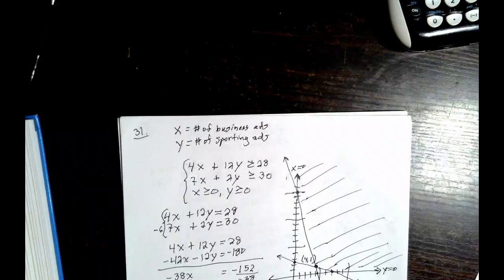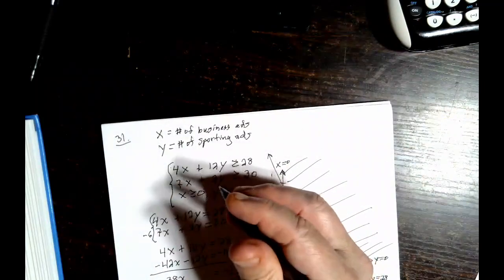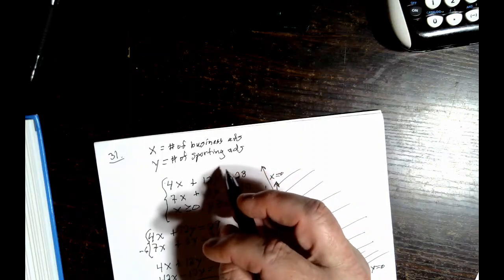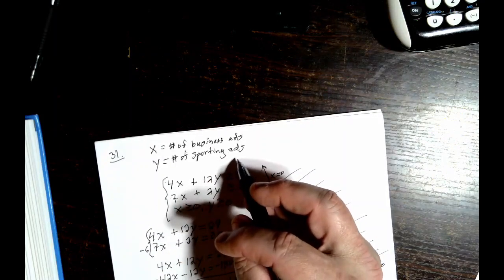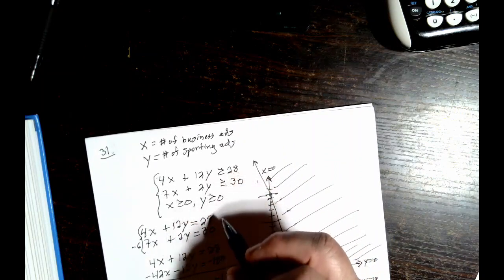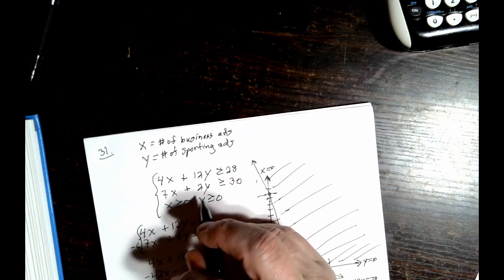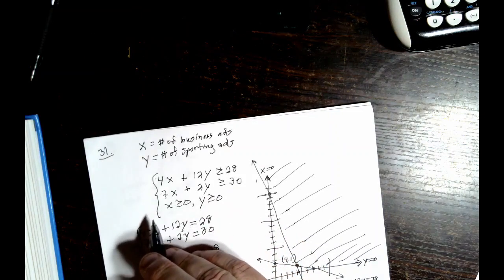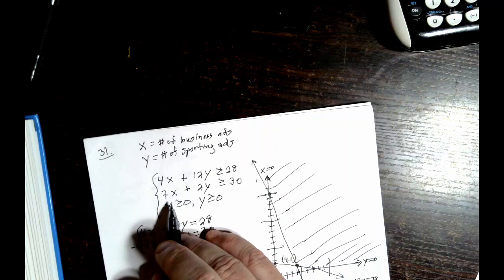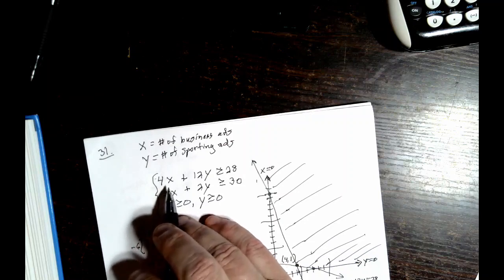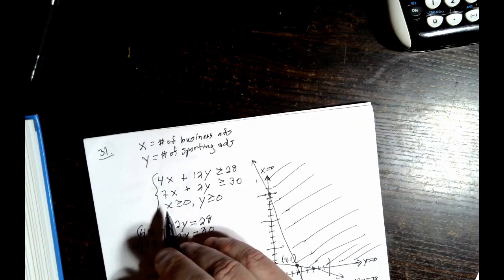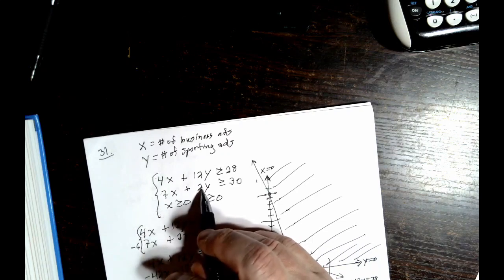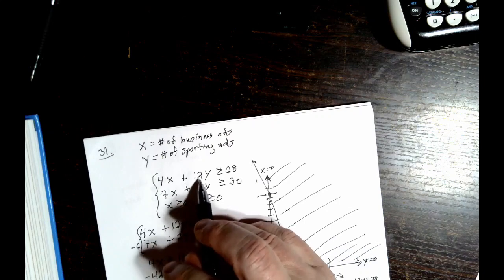Okay, 31. Advertising. You've got ads for business and ads for sporting. They plan to run 1-minute spots on business investment ads where they can reach 7 million women and 4 million men. And they also plan a 1-minute spot where they can reach 2 million women and 12 million men.